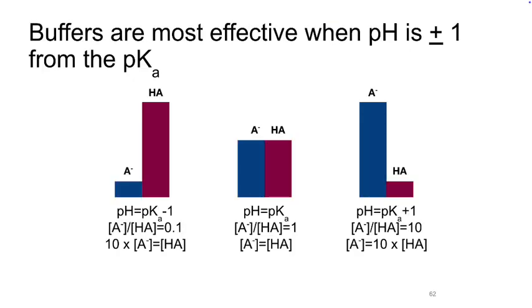So, buffers are most effective when the pH is plus or minus 1 from the pKa. And so what this slide is doing is looking at the relationship between your pH and pKa and how much stuff is present. If we slide to a pH that is very, very low, what happens to the concentration of A minus? It's going to drastically drop, which means as we add more H plus, do we have any A minus to sponge away the H plus? No, the concentration is really low.